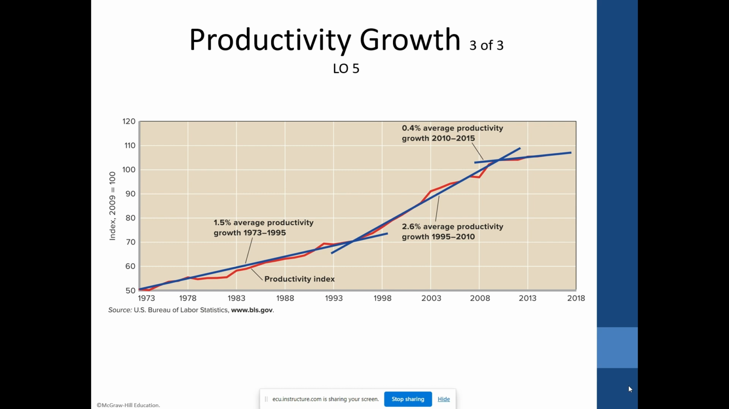This graph reflects the growth in United States productivity between 1973 and 2015. Average productivity growth was 1.5% until 1995. But after 1995, the average productivity growth rate increased to 2.4%, decreasing to just 0.4% per year after the Great Recession of 2007 to 2009.